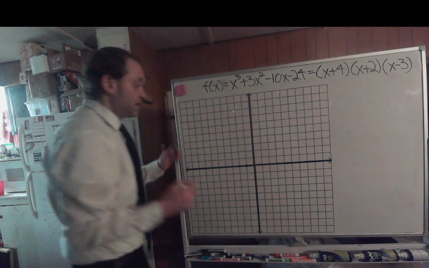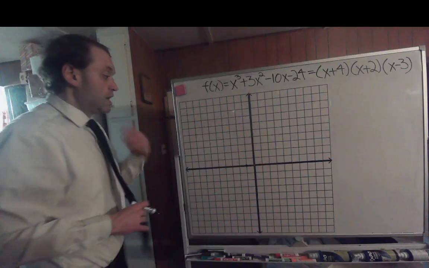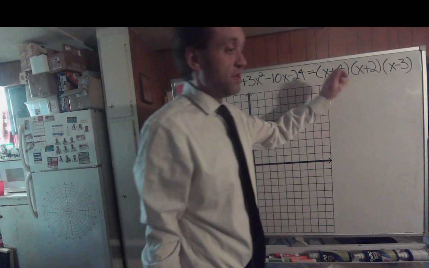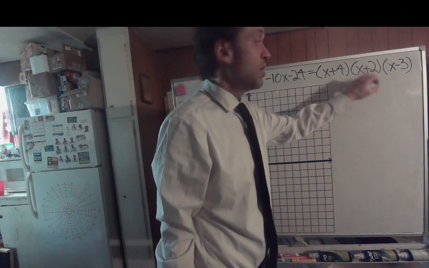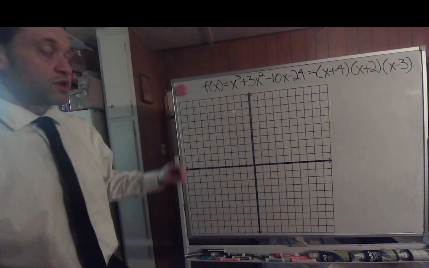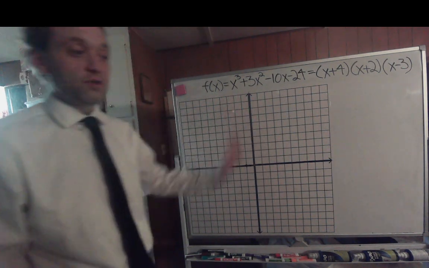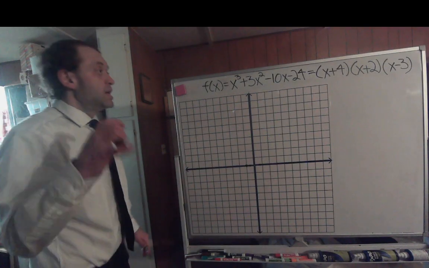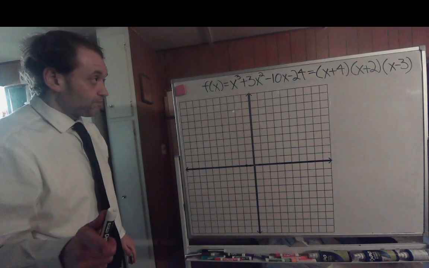Another important thing to understand then are the powers. The factors are all raised to an odd power. So that means the curve will cross the x-axis at those points. So that we know that now.